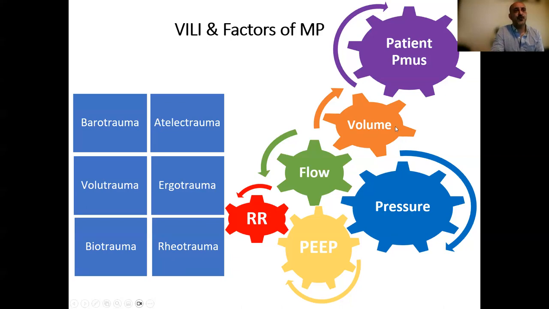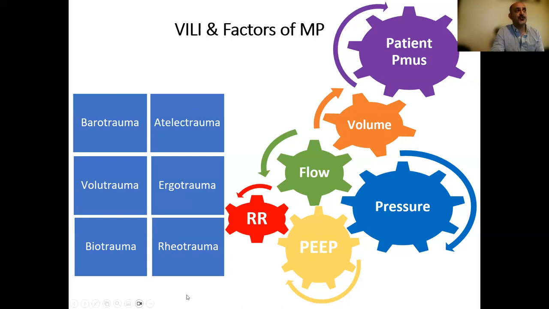how every component is interrelated during one breath. The pressure drives the volume, the flow drives the volume, the PEEP, the respiratory rate. And what we don't talk about much is the patient's P-mus, or the muscle pressure of the patient, because that also can interfere with ventilator-induced lung injury. And we all heard about the new term P-SILI, or self-induced lung injury.